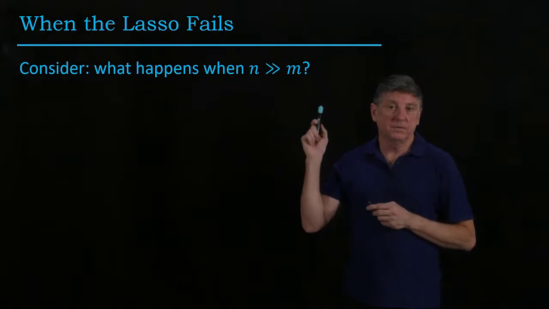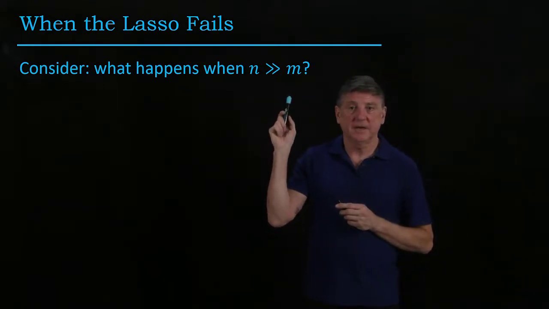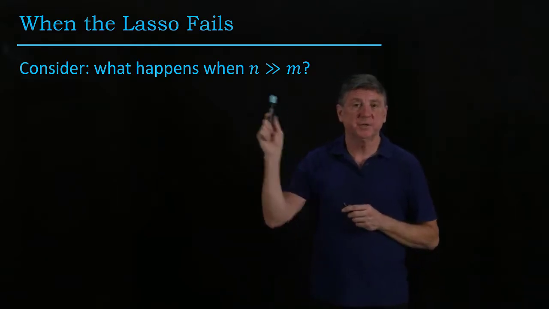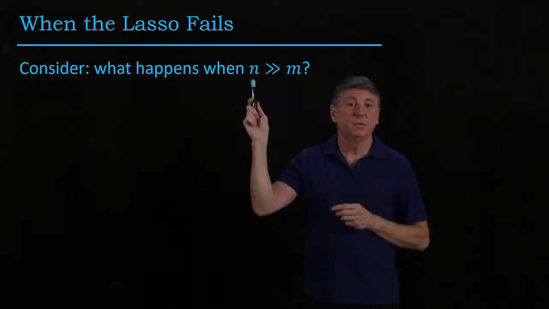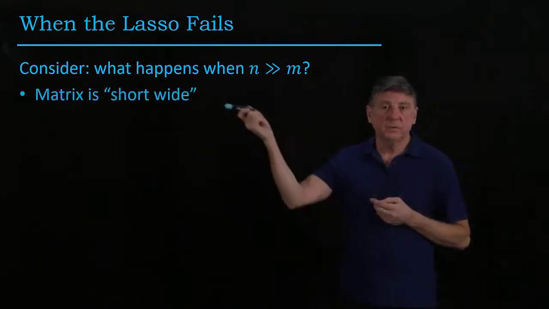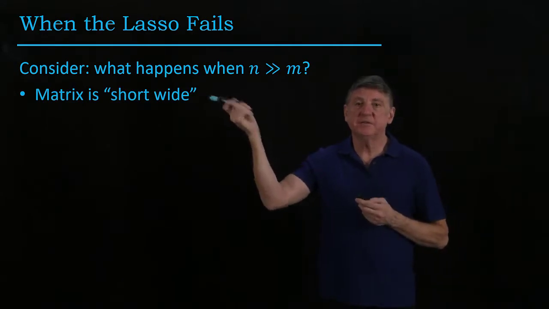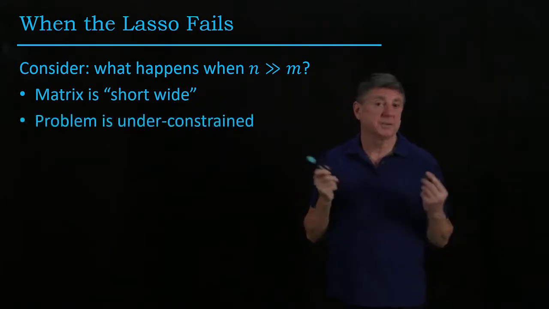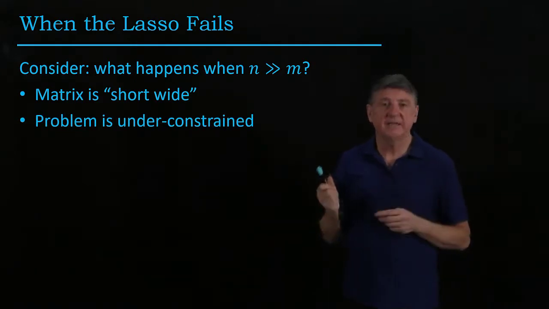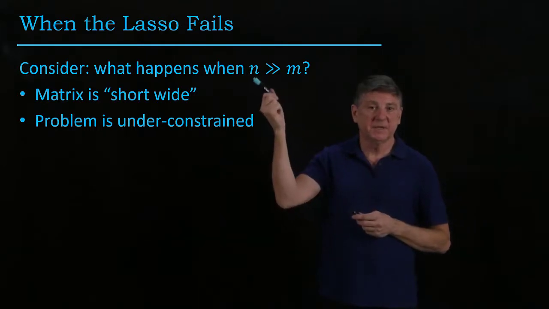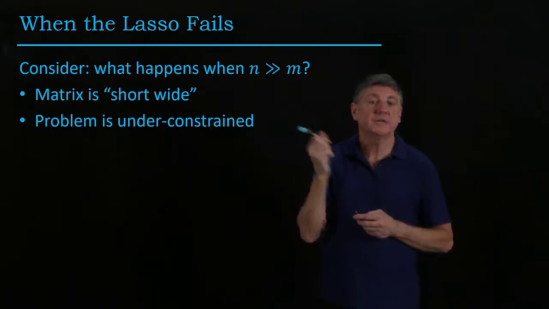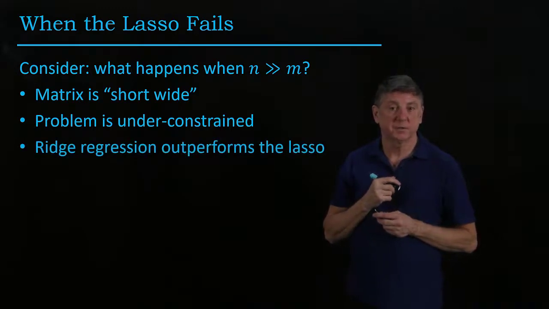Well, the authors of the paper that we're about to explore considered a particular situation, which is what happens when you have many more variables than you have observations. This happens in real life. What we see from linear algebra is that the matrix is short and wide, and we could say that the problem is seriously under constraint. And the idea behind a selection process is it will select from this large number of variables the few that are a good explanation for the observations that you have.